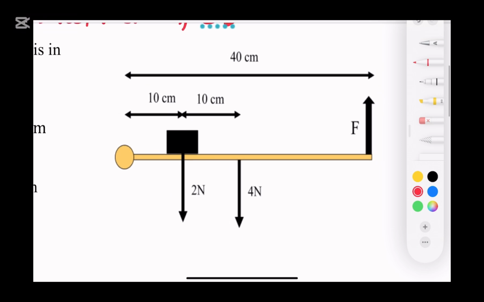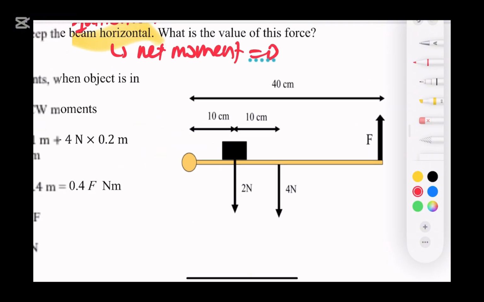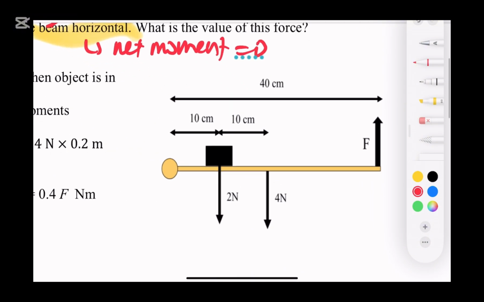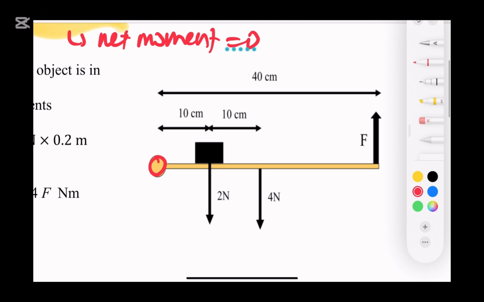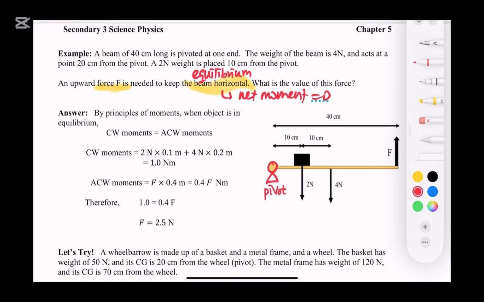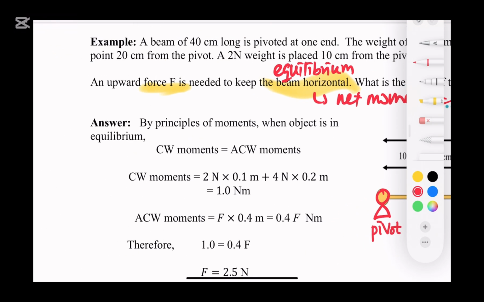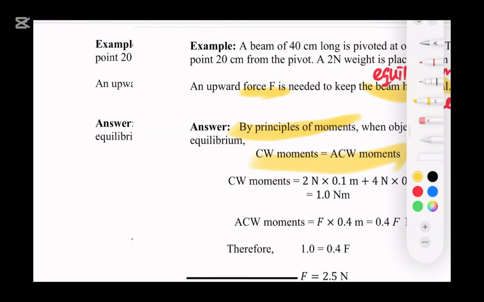Okay, so first up, as usual, we have to identify the pivot. In this case, you don't see a triangle being placed below the horizontal bar, a beam, but you have this little circle here. So this is where the pivot is. So all length has to take reference to the location of the pivot. Since it's in equilibrium, by principle of moments, I have to quote this down. CW equals to ACW moment.